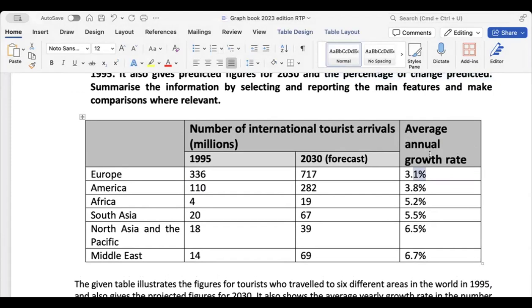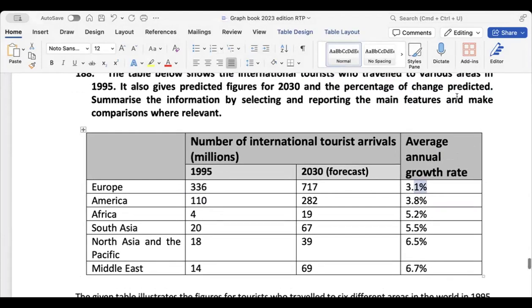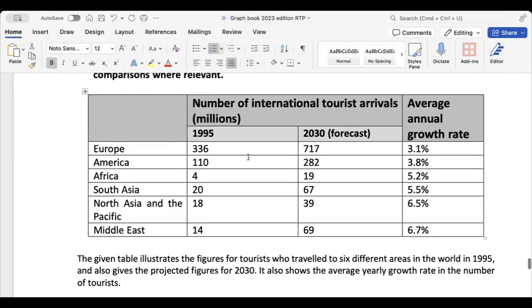Expected or predicted. Use that here also when you're writing the average annual growth rate, because it is a percentage of change. Predicted. It's not what happened. It's the predicted change. Is it clear? Then you go with your body paragraphs. I'll say one body paragraph for this.